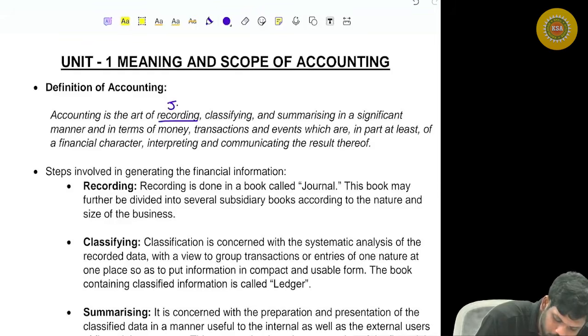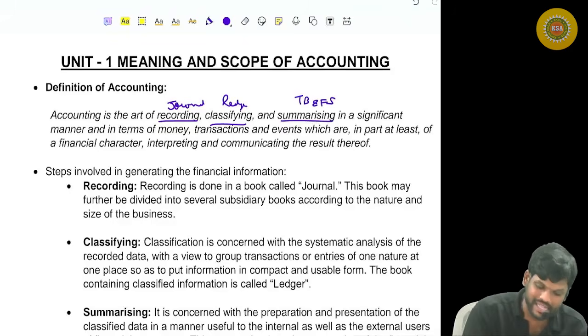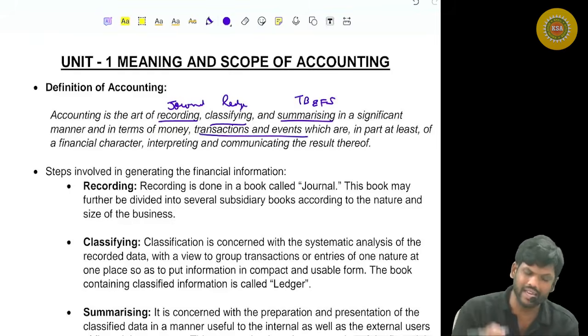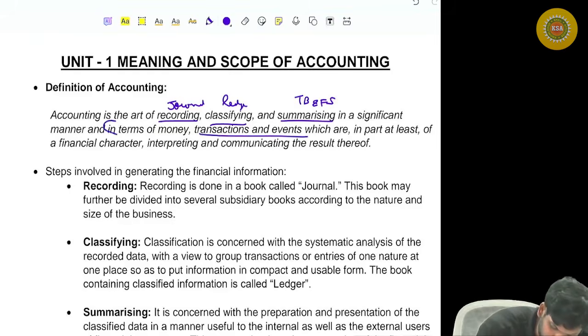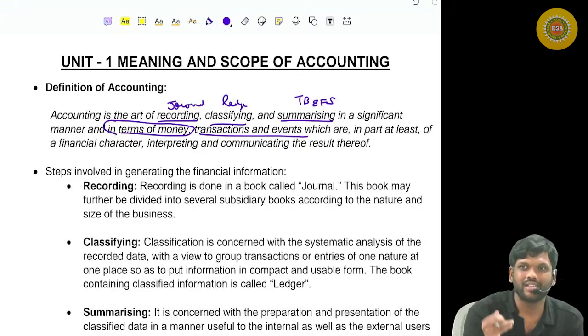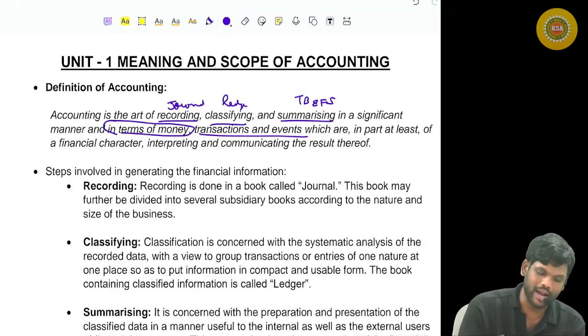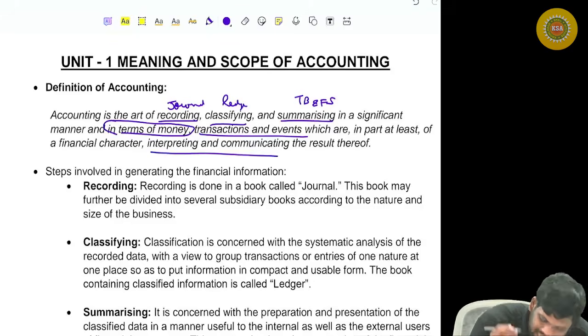This recording is your journal. Classifying, which is your ledger. Summarizing, which is your trial balance and financial statements. Sir, what will be summarizing? We'll be summarizing transactions and events which only can be measured in terms of money. You all know in accounting we will only consider those transactions and events which can be measured in terms of money, and then you will interpret the results.